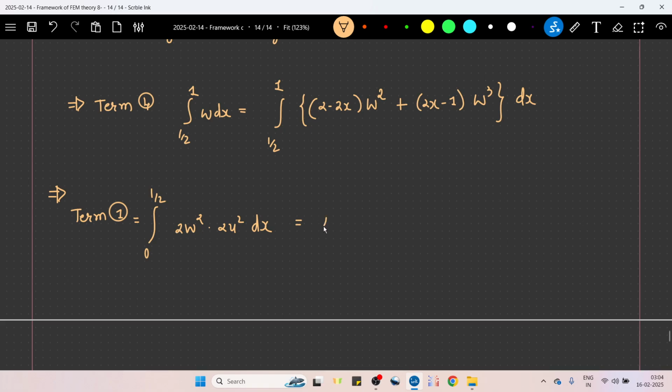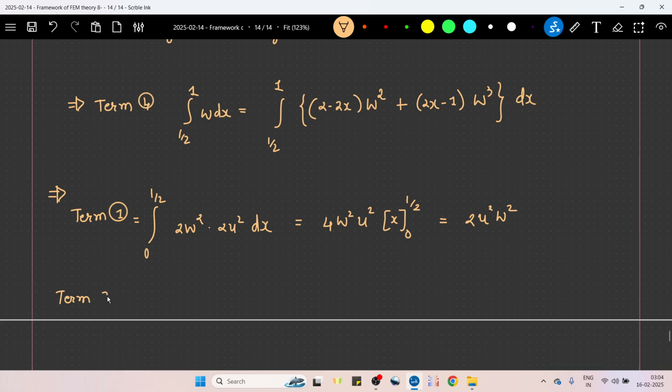So 4w2 u2 and integral of 1 is x. So x with limits 0 to 1 by 2. So this will become 2u2 w2.